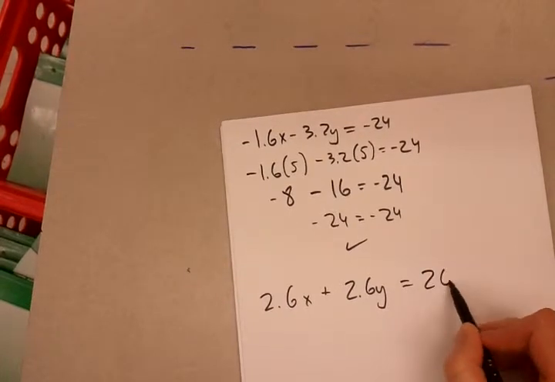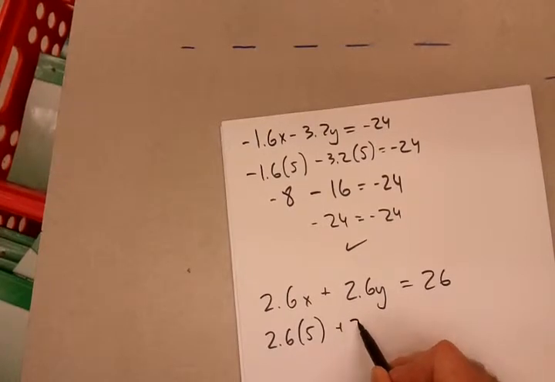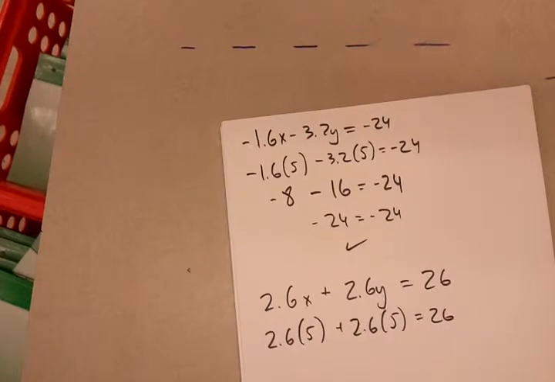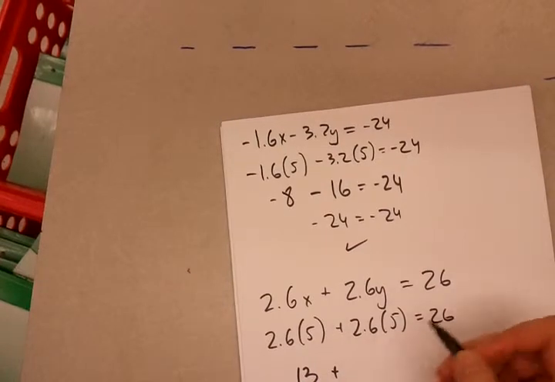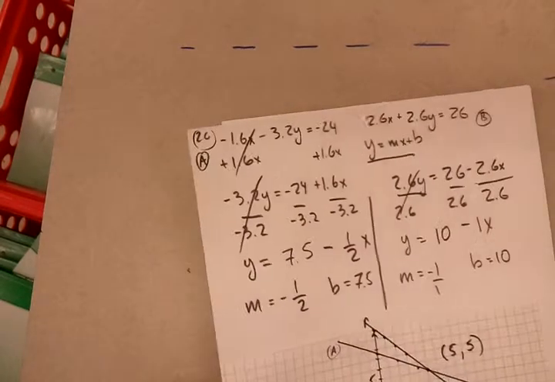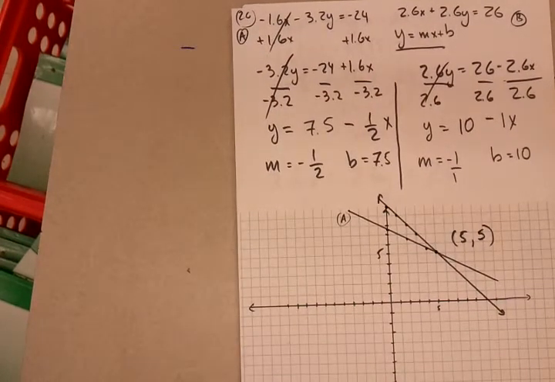It's both or nothing. Plug it in for the x, 5, plug it in for the y. Again, it's a 5. So 2.6 times 5, that gives us 13. Plus 2.6 times 5 gives us 13, equals to 26. 26 equals to 26. Check, it works out. So this is a valid solution. So 5, 5 is the valid solution for this particular system of linear equations.